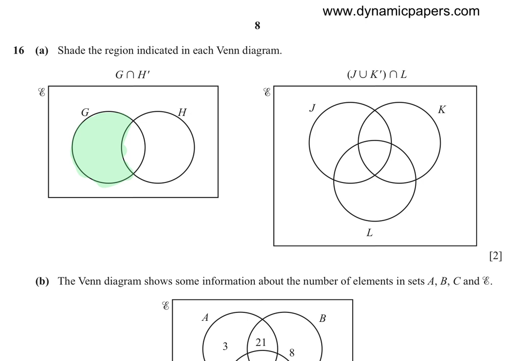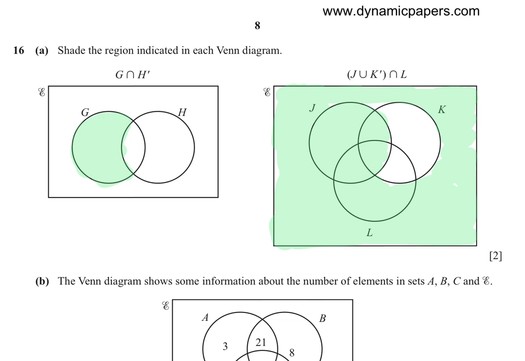For the next one, J union not K intersect L. J union not K, this means all J and all around K. We can shade just to help. All J and all around K, so I need the region which is not K. Union, so just add them. So this shaded region represents J union not K.